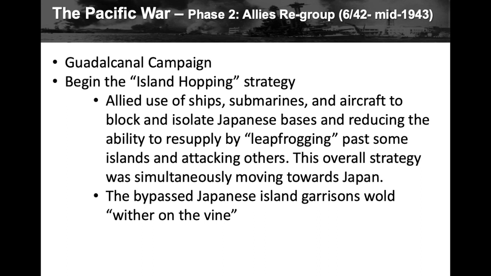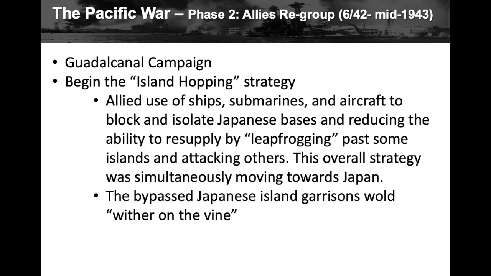This overall strategy was simultaneously moving towards Japan. And so there was an overall strategy of hopping from island to island. If the island was deemed not a threat, or they could isolate that island, they wouldn't even bother attacking it. They would just bypass it. So now you have an island with Japanese forces on it that is now cut off from their main supply.